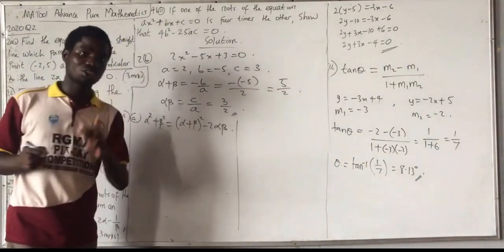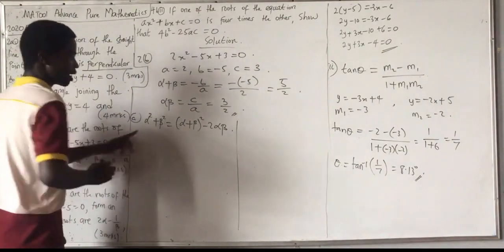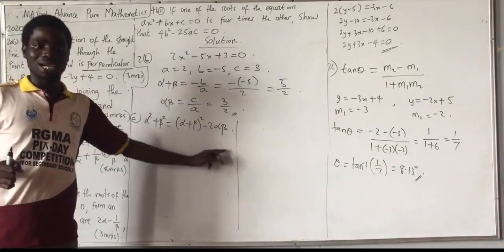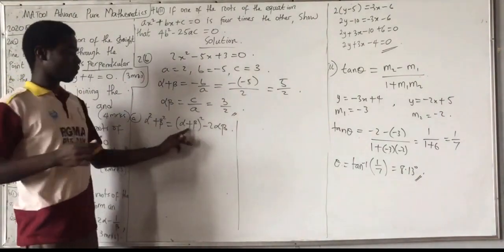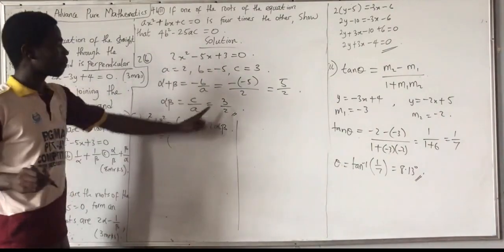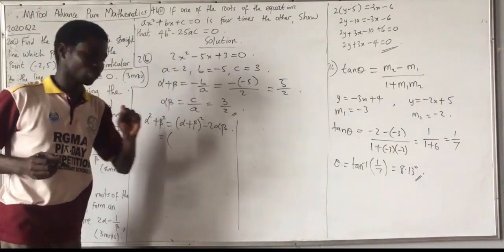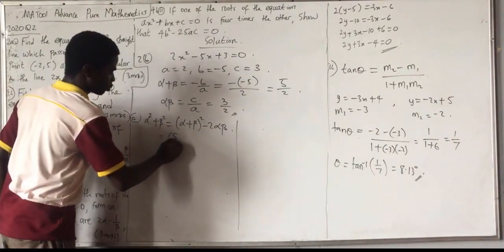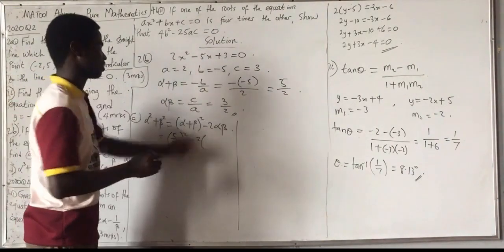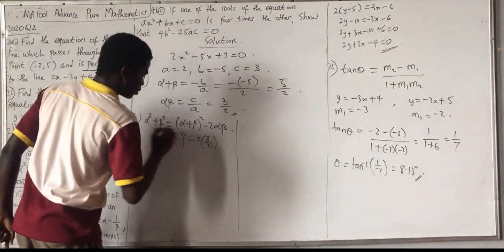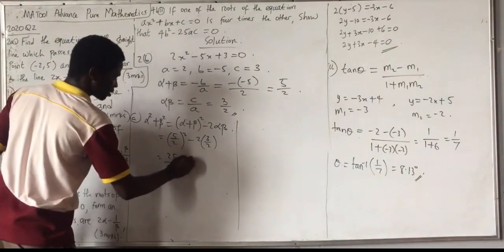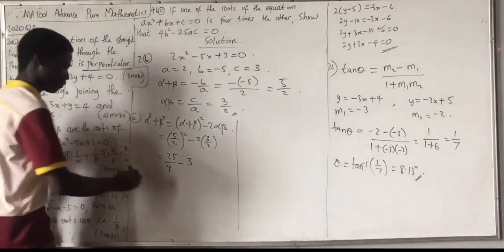Don't forget, we are doing theory. You need to show your workings. So you have to be able to write alpha square plus beta square in terms of alpha plus beta and alpha beta. So this is alpha plus beta all square minus 2 alpha beta. Alpha plus beta is 5 over 2. I've solved that already. That's 5 over 2 all square minus 2 alpha beta. Alpha beta is 3 over 2. So this is 25 over 4 minus 3.